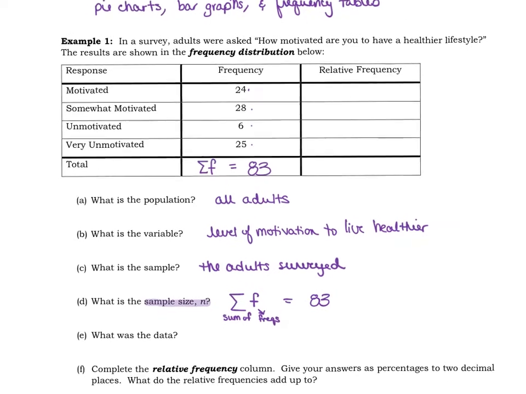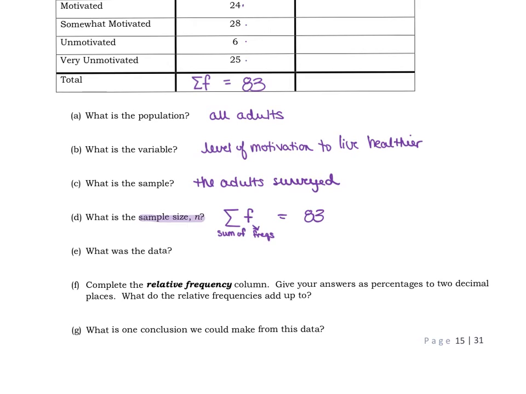Okay, then moving on here. So what was the data? Okay, what was the data? So again, if you were to see this in raw form, not consolidated into a table form, what would the data look like? Well, it would be the list of the 83 responses to the question. Okay, so you see unmotivated, unmotivated, highly motivated, somewhat motivated, etc.